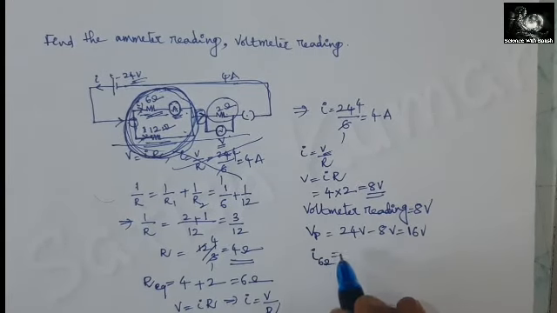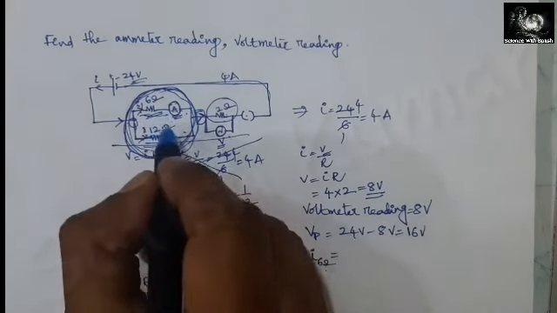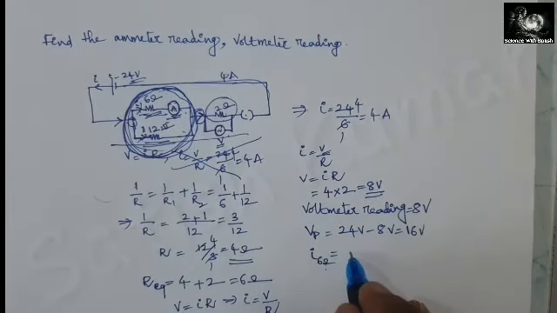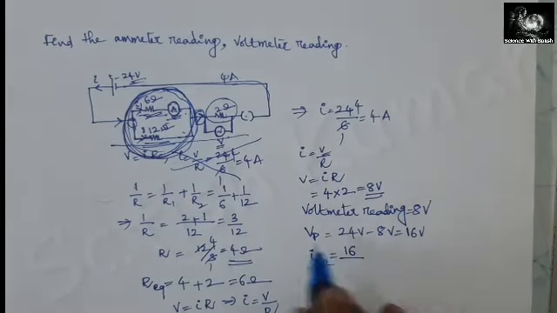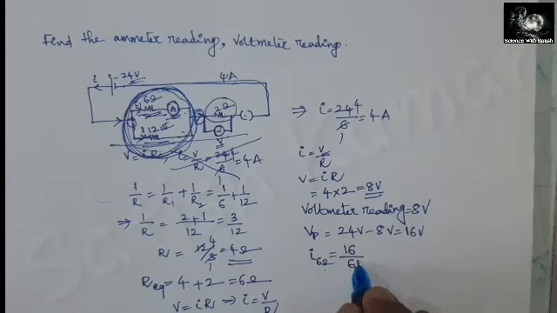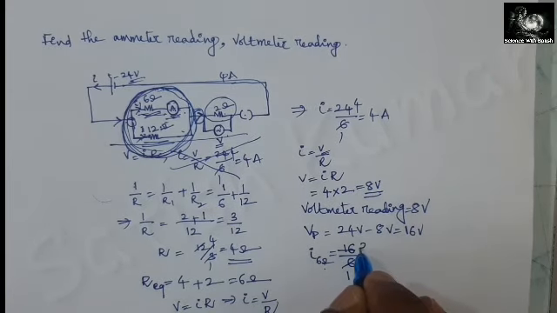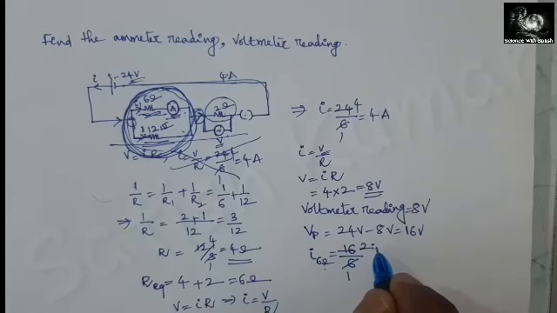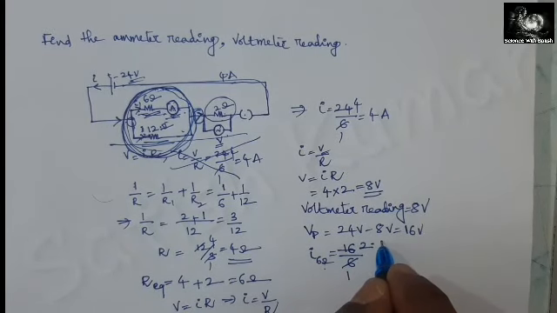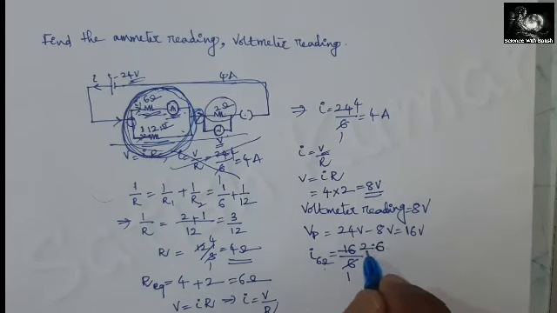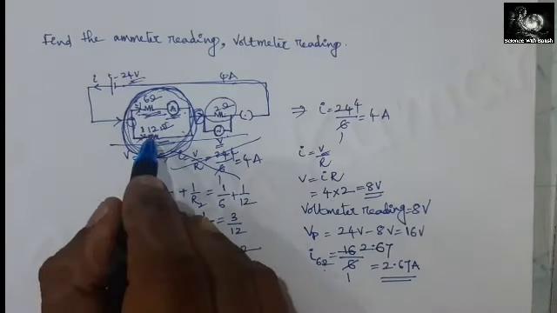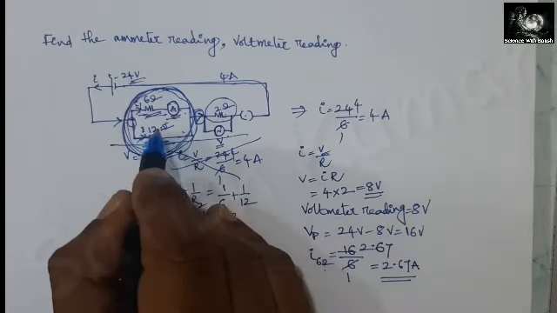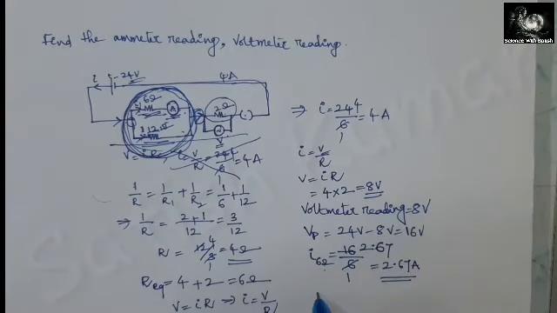For your convenience, I am writing I of 6 ohms. This I of 6 ohms is the ammeter reading, which is equal to V by R. V is the voltage of this parallel combination, which is 16, and R is 6. 6 twos are 12, remainder 4, 6 sixes are 36, again remainder 4. So it will be 2.67 amps.